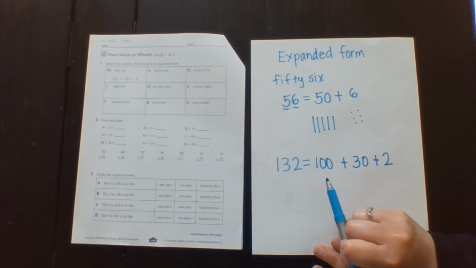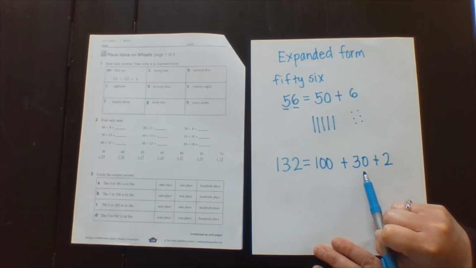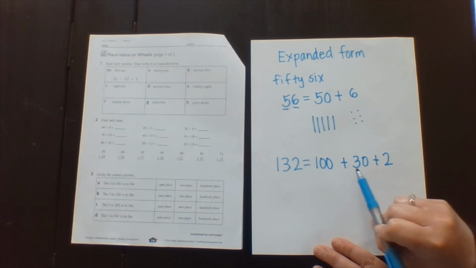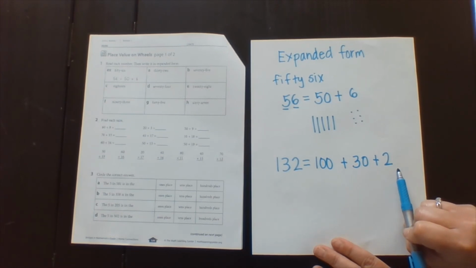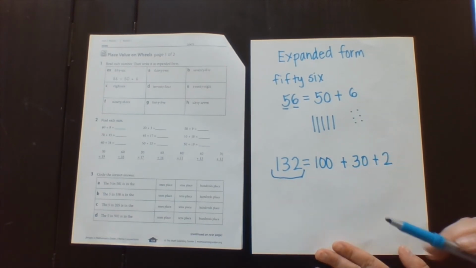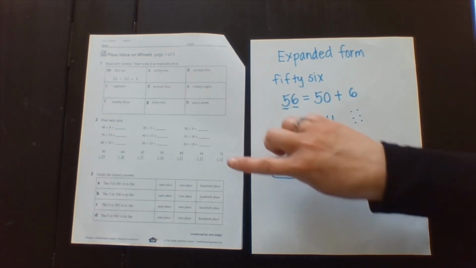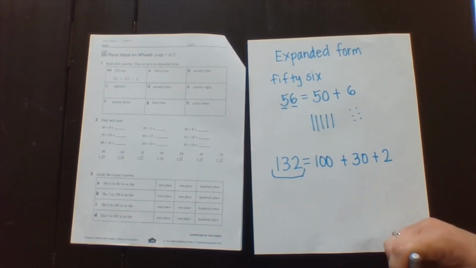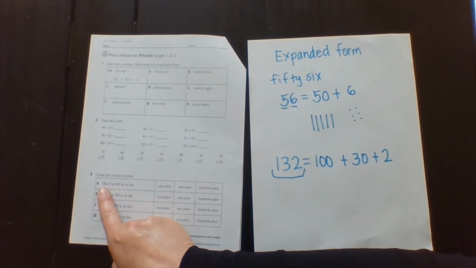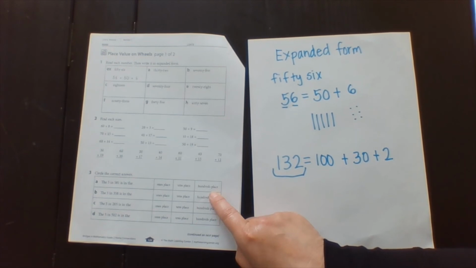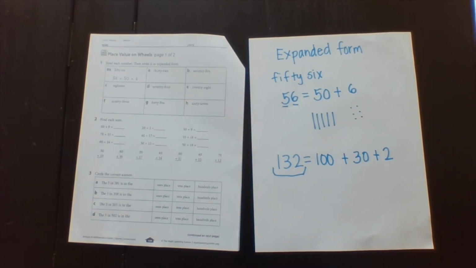This number represents the hundreds place, this number represents the tens place, and this number represents the ones place. When I put those 3 numbers together, I end up with a 3-digit number, 132. Down at the bottom of the paper, you're going to be looking more at what place value those numbers have. In 581, it will ask you if the 5 is in the ones place, the tens place, or the hundreds place. And your job is to circle the appropriate one.